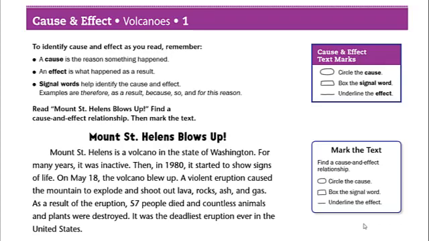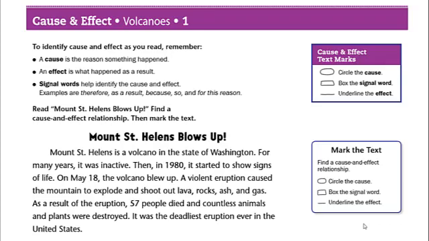Mount St. Helens is a volcano in the state of Washington. For many years, it was inactive. Then, in 1980, it started to show signs of life. On May 18th, the volcano blew up. A violent eruption caused the mountain to explode and shoot out lava, rocks, ash, and gas. As a result of the eruption, 57 people died and countless animals and plants were destroyed. It was the deadliest eruption ever in the United States.